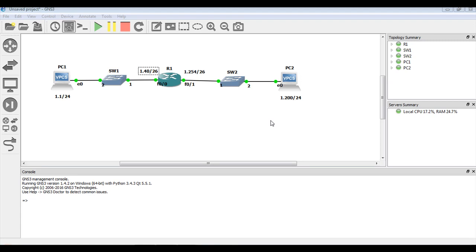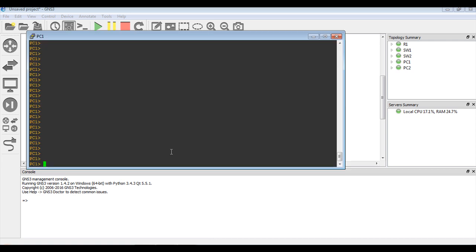Can two hosts that are not configured with a default gateway, and there is a router located between them, communicate with each other? Let us see. We have here this host, PC1. Let us see its configuration.